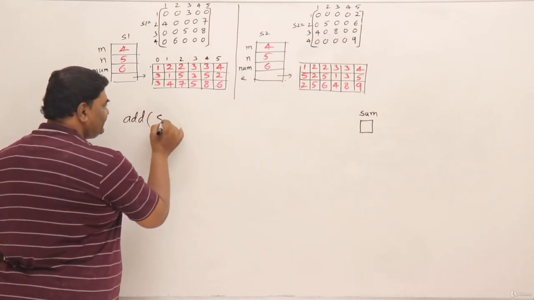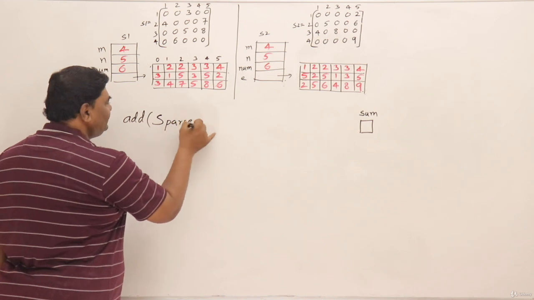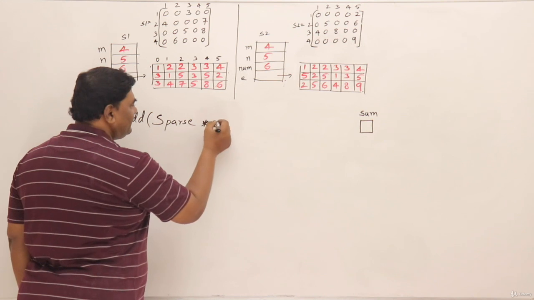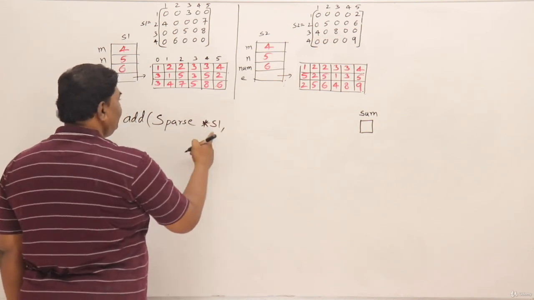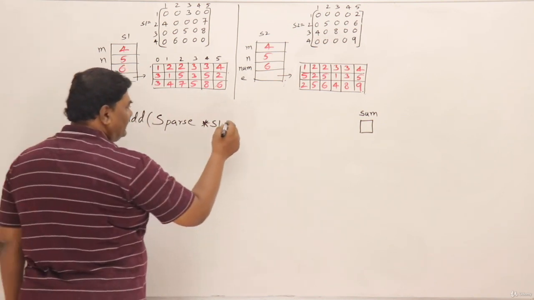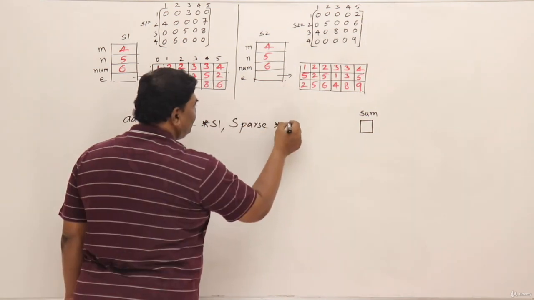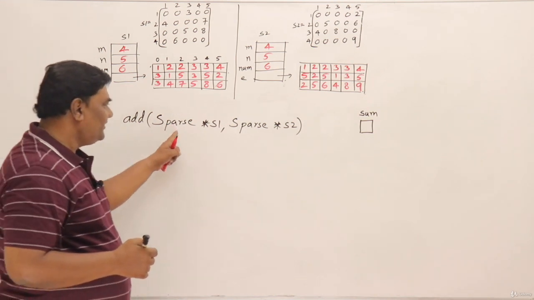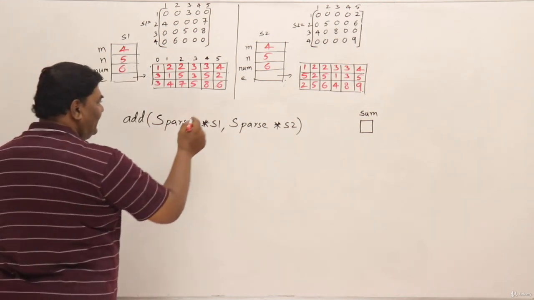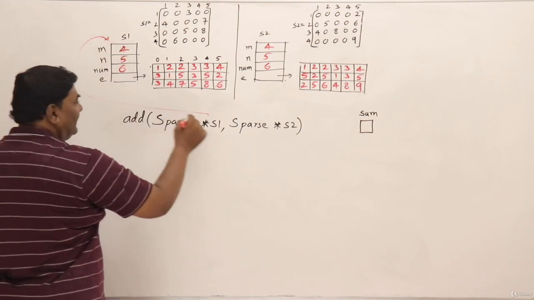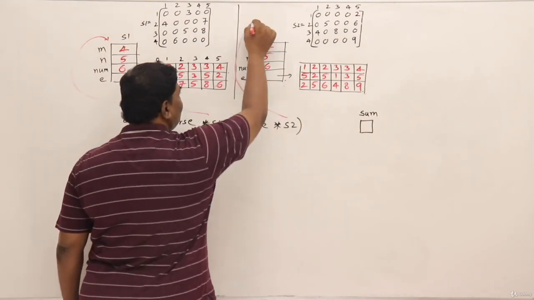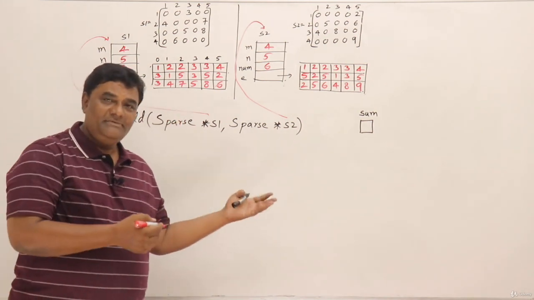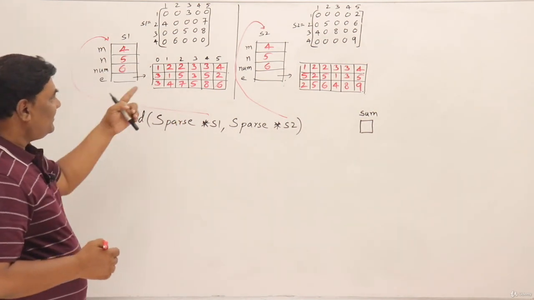So I will write sparse. Actually, I should write struct sparse, but I am just writing sparse here. Pointer S1, so this is a pointer for first matrix. Then sparse pointer S2, this is the pointer for the second matrix. Now the function is taking two pointers, S1 and S2. Let us imagine that this pointer is pointing on this matrix, and this pointer is pointing on that matrix. So these are present somewhere inside, let us say, main function. Now it has to add those two.